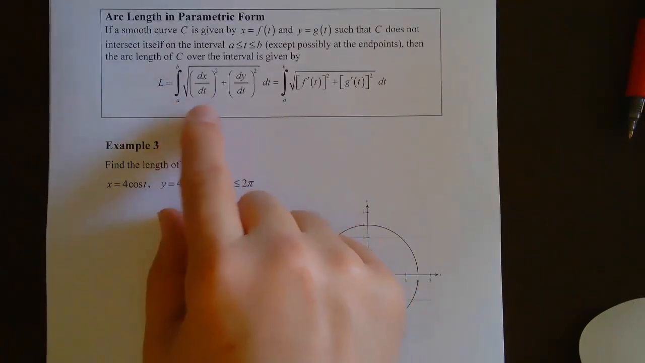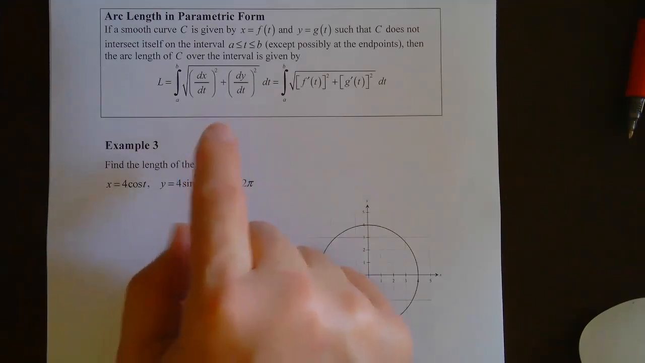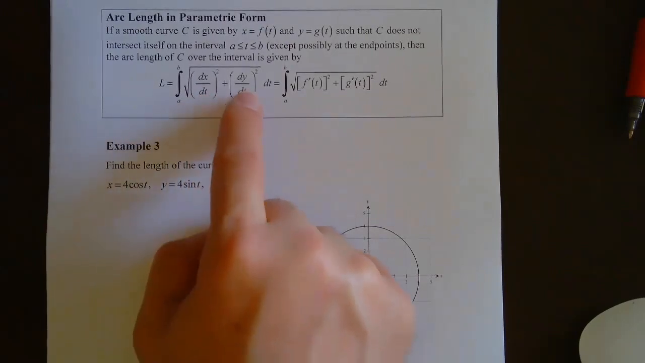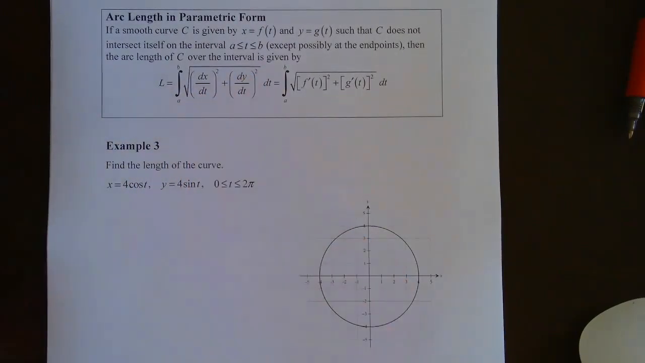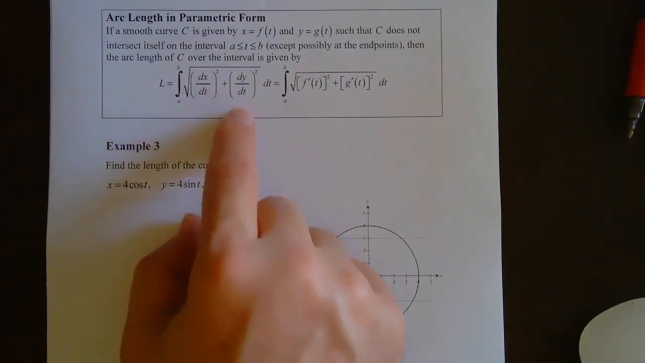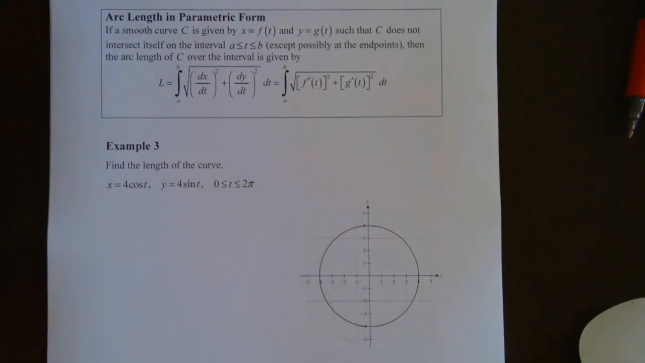When we did this with Cartesian regular functions, y equals f of x, this became 1 plus dy over dx squared. So basically when you go into parametric form, it's going to be dx over dt squared plus dy over dt squared, and we're going to integrate from a to b.